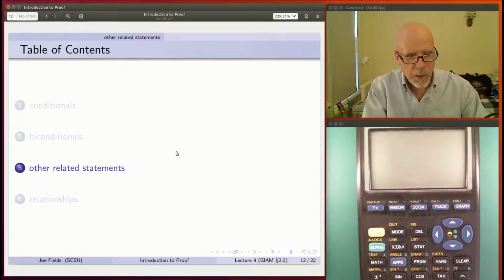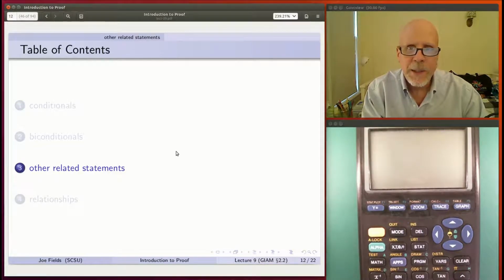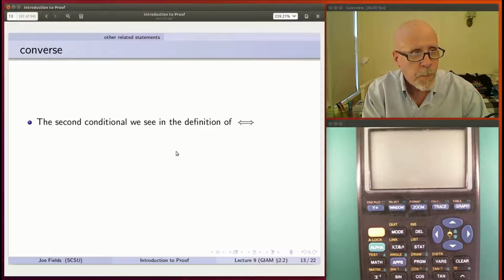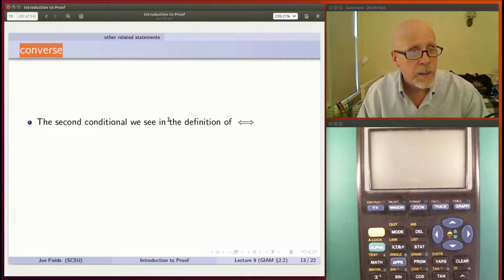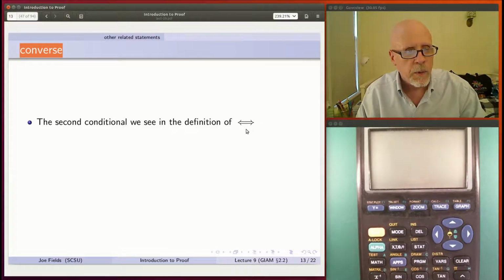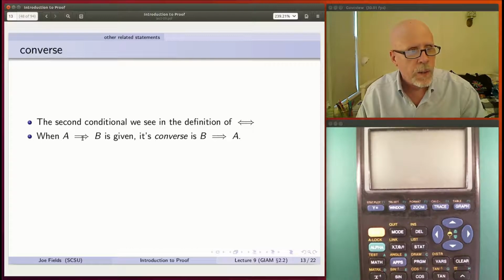Okay, so we're going to move on now to the series of other statements that are related to conditionals. The first one is, the title of the slide is "Converse," not an athletic shoe maker, but a type of logical statement. It's the second conditional that you see when you're looking at the if and only if thing. So if A implies B is a given conditional, its converse is B implies A.